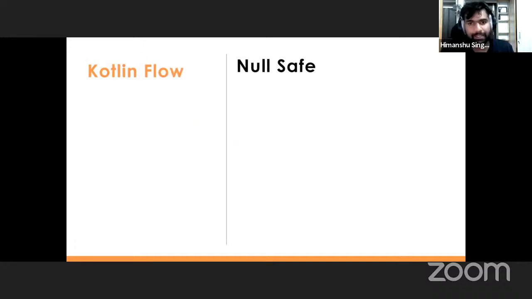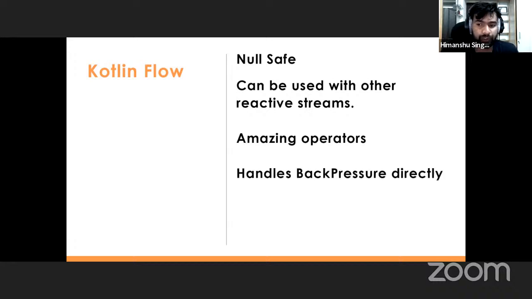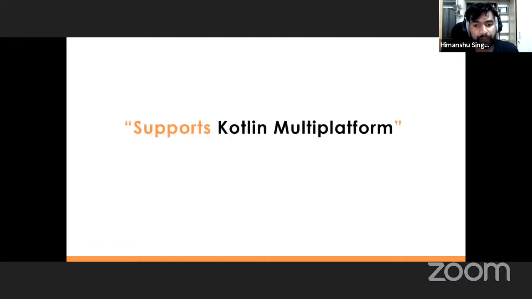So let's get a basic idea about Kotlin Flow first. Kotlin Flow is null safe, like Kotlin actually is, right? Null safety is there. Kotlin Flow can be used with other reactive streams. Third thing, which I mentioned, it has amazing operator support, right? RxJava had a lot of operator support, which was the prime thing of Rx. Now it handles back pressure directly, so you don't have to write an explicit set of code with Kotlin Flow to handle the back pressure strategy for the flowing of data, right?